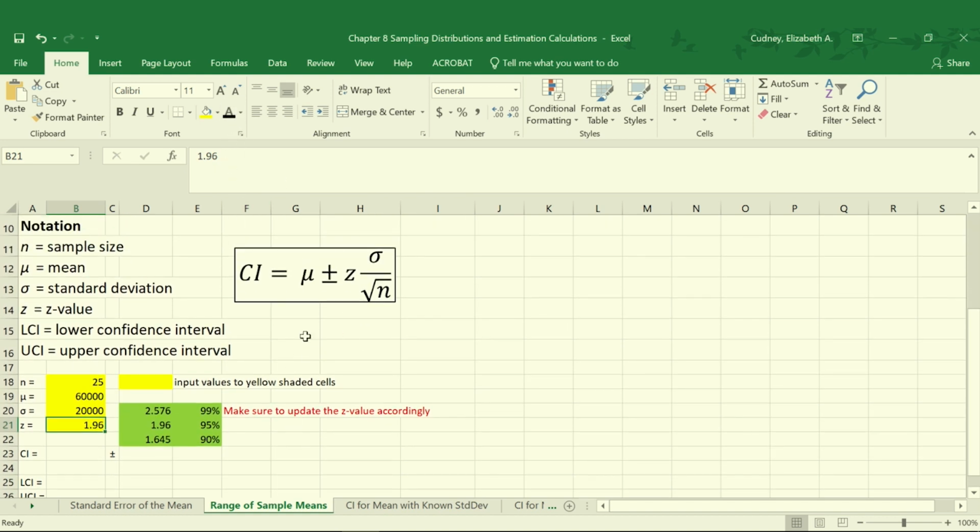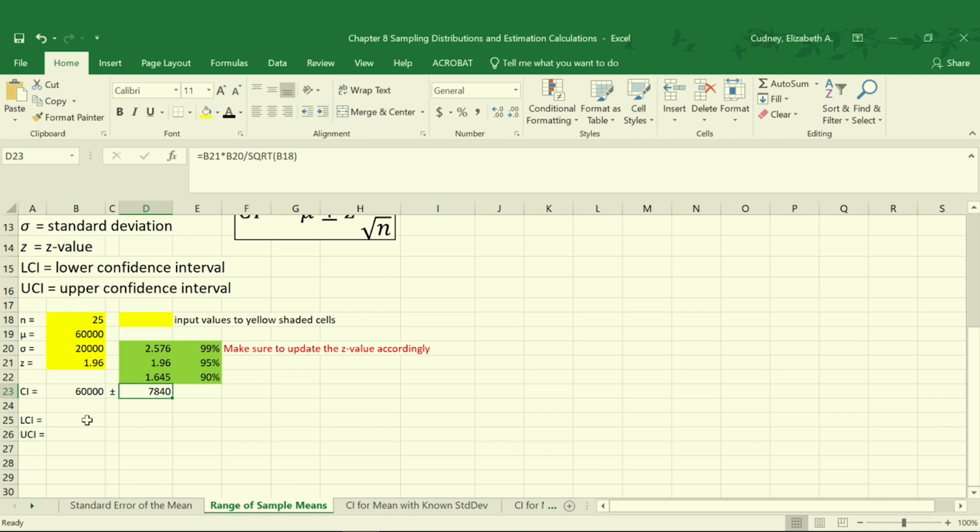Using this information and our calculation, we're going to start by using our mean for the first portion of the calculation, which was from cell B19, which is $60,000. And then we're going to calculate the second portion of our calculation, since it's plus or minus. This will be our z-value of 1.96 from cell B21 multiplied by our standard deviation from cell B20 divided by the square root of our sample size from cell B18. So our plus or minus portion of the equation is 7,840.